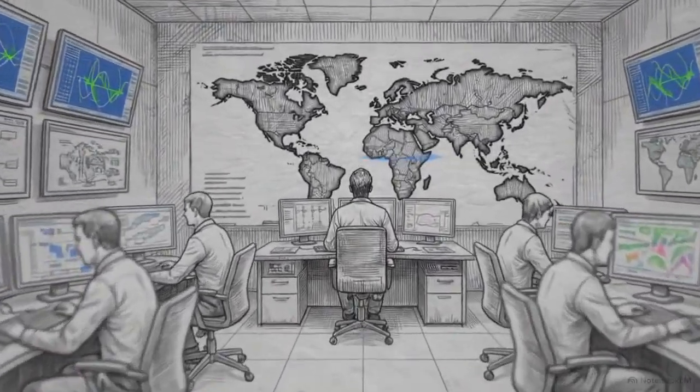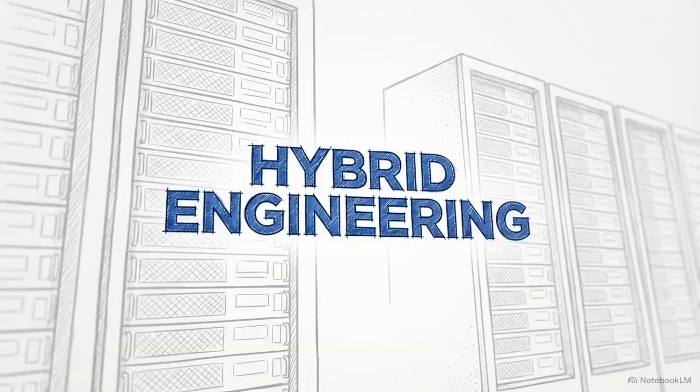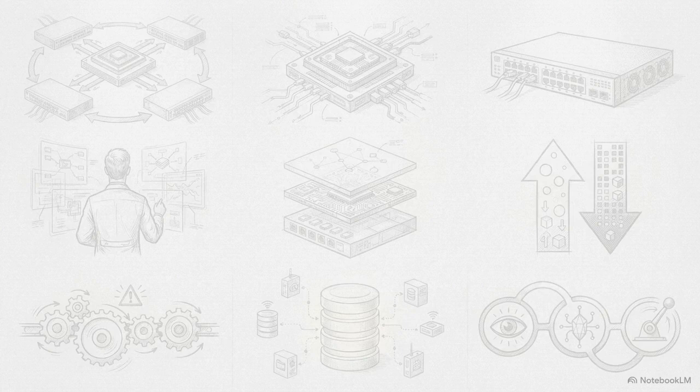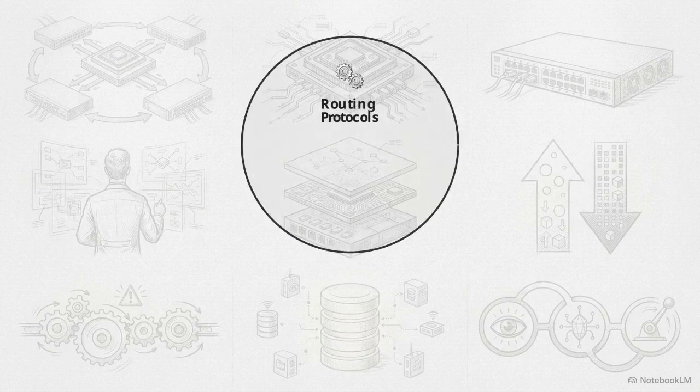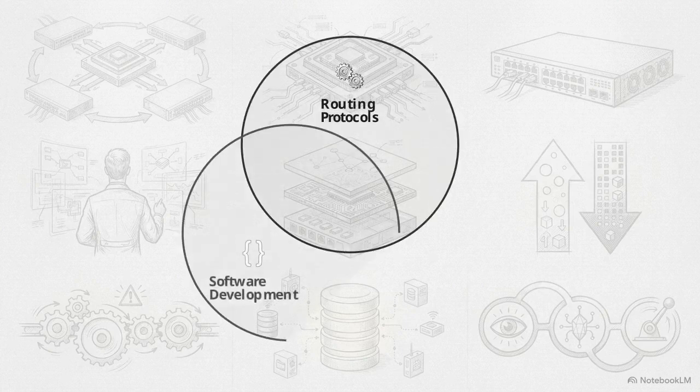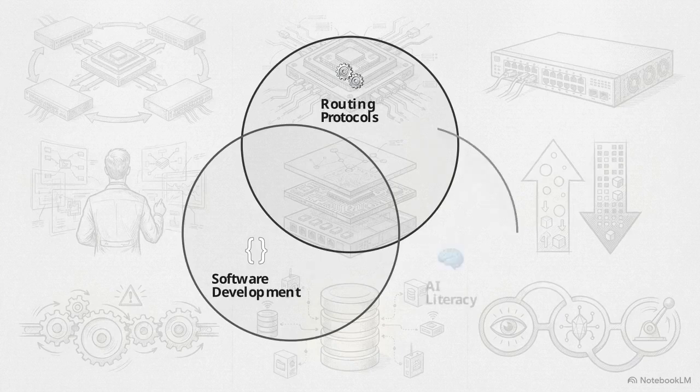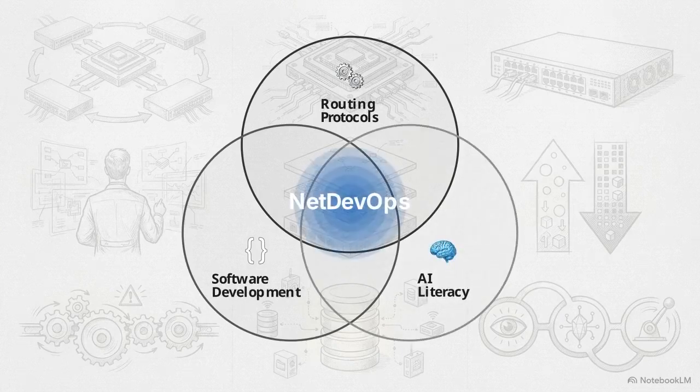The most significant barrier to deploying these autonomous systems is no longer technological capability. It is a severe human skills deficit. Managing programmable infrastructure requires a new discipline known as NetDevOps. Organizations need engineers who possess a combination of traditional routing protocol expertise, advanced software development skills, and AI literacy.